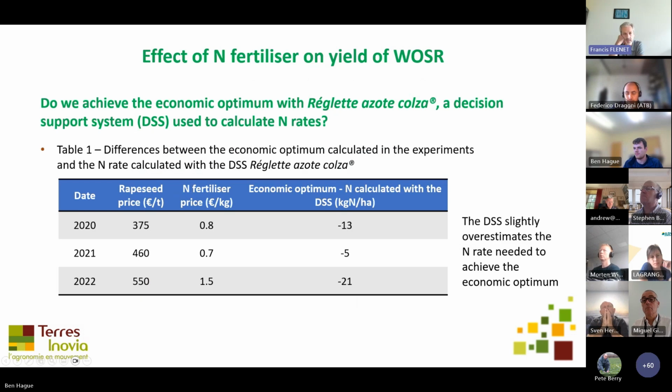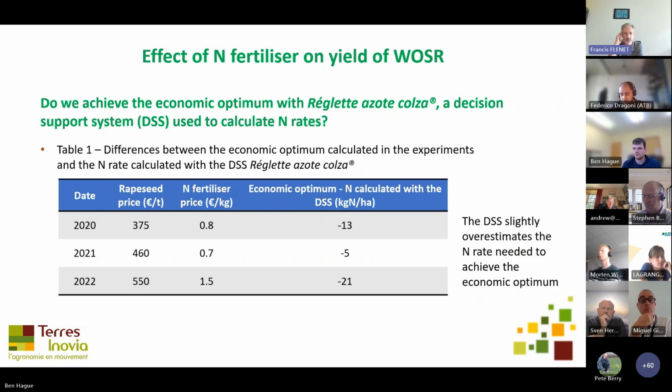We used all these results for an economic evaluation of the DSS Reglet Azot Colza. In this table, you can see the differences between the economic optimum calculated in the experiments and the nitrogen rate calculated with the DSS Reglet Azot Colza for different prices, for the prices in 2020, in 2021, and in 2022. The DSS slightly overestimated the nitrogen rate needed to achieve the economic optimum.